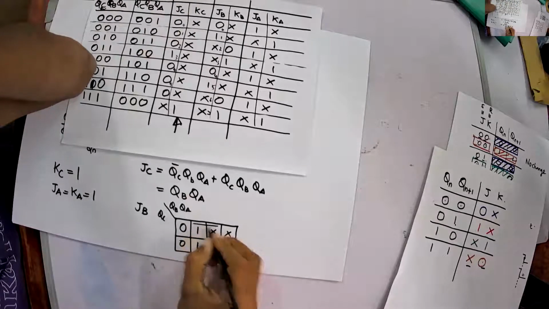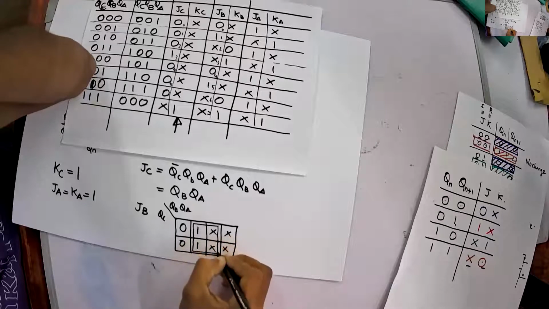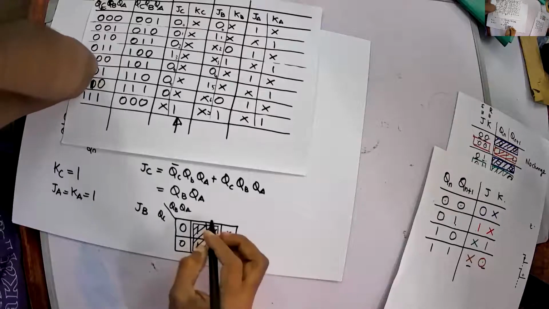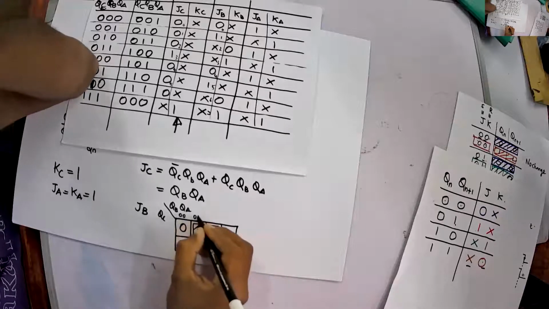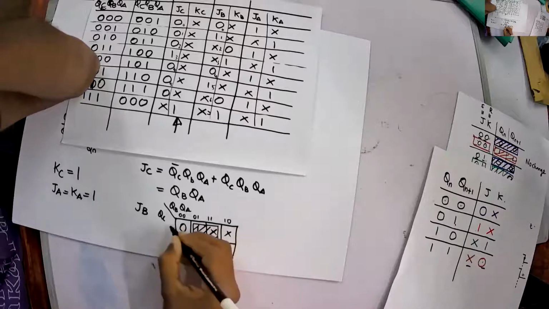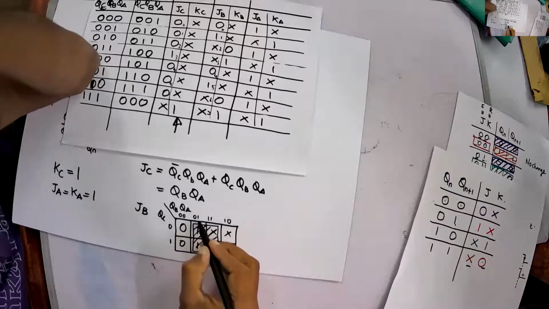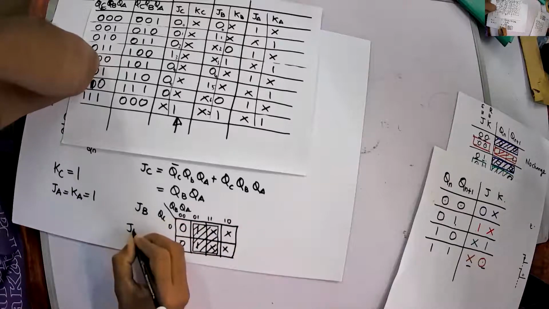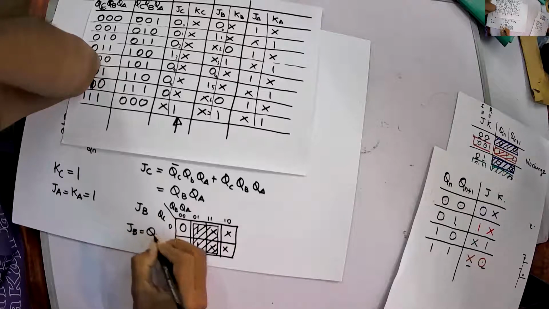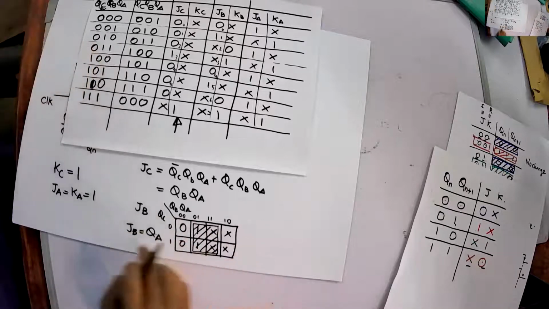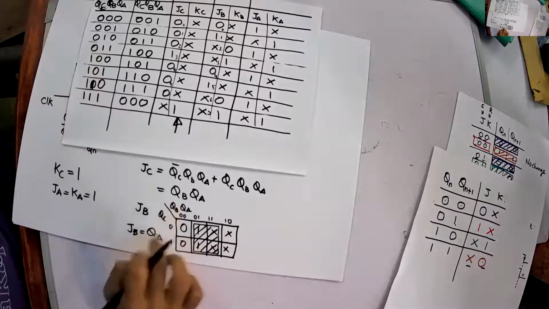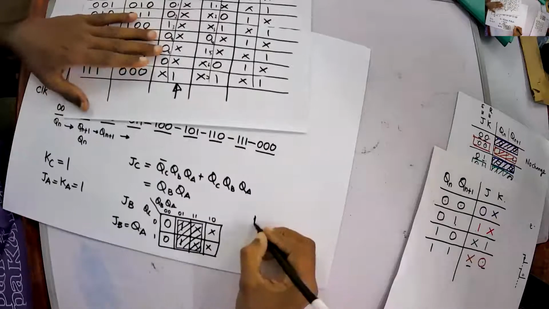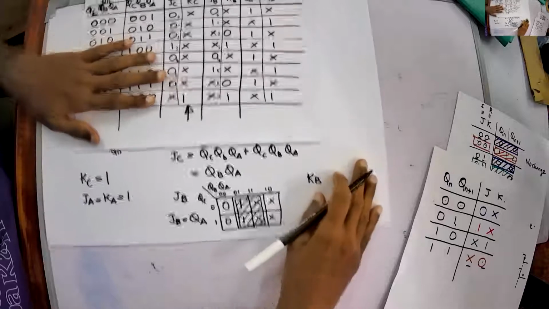All I can simply do is make it as a quad, a box of 4. Then I can name this as 0, 0, 0, 1, 1, 1, 1, 0, 0, and 1, right? So see here, A is common. So I can write it as JB equals QA, JB equals QA from the K-map. Now we need KB, right?